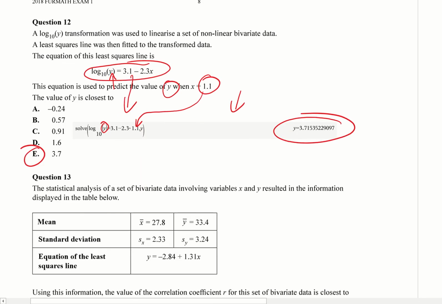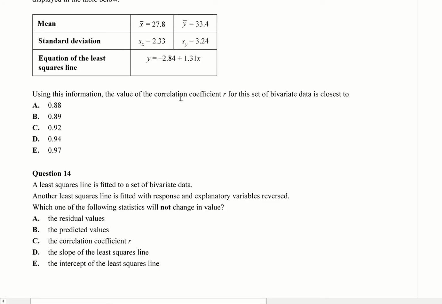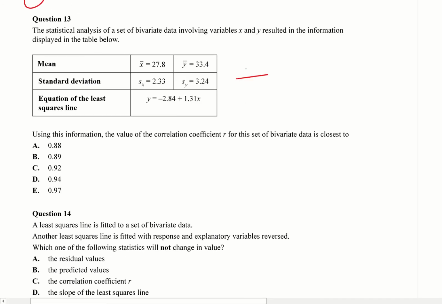Okay. Question 13, statistical analysis of a set of bivariate data involving these variables. Okay, and we get, oops, sorry about that. And we get this. Okay, so we've got our equation. Okay, now we want an R. You might think initially, look at this and go, oh, how am I going to work out an R from this? Well, there's a set of equations you can use to actually calculate your A and your B. So to calculate that and that.